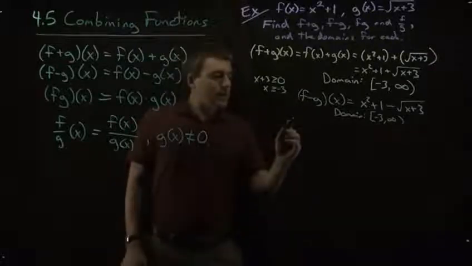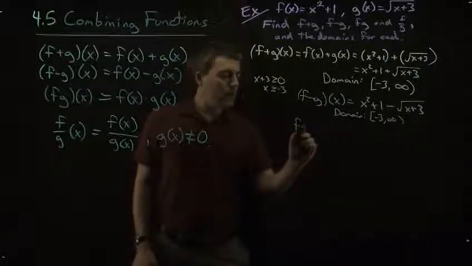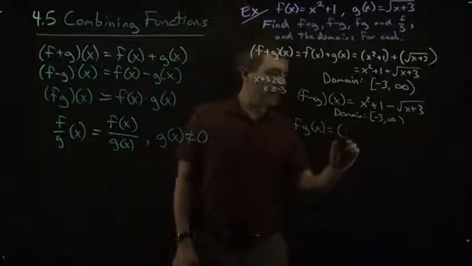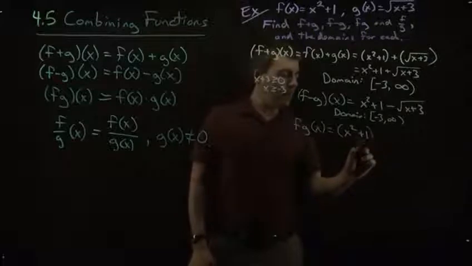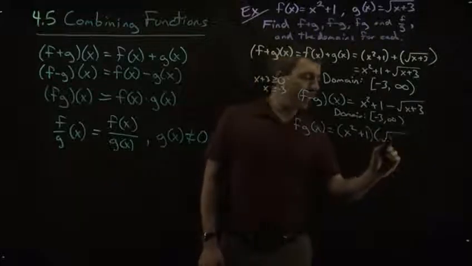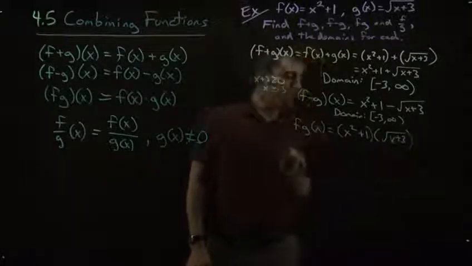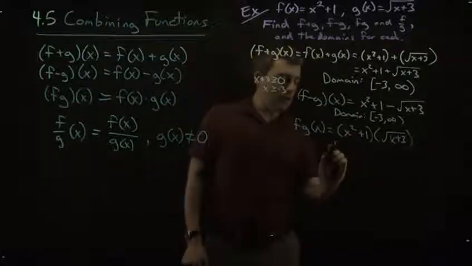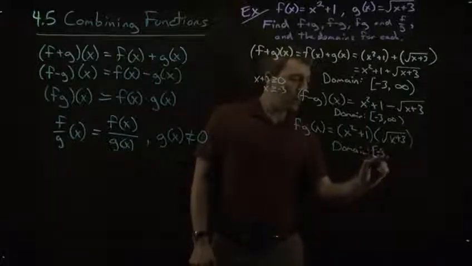All right. Let's look at the product. So (f times g)(x), that's going to be x squared plus 1 times the square root of x plus 3. And here again, the domain is negative 3 to infinity.